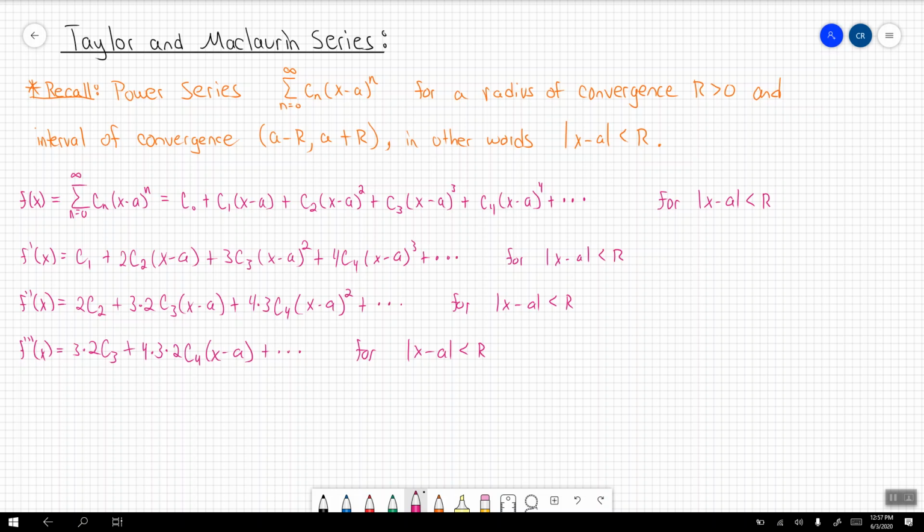Now, why am I doing this? Why am I looking at this? Well, the reason I'm looking at this is because I want to start extracting a very important observation that we can see from here. So what I'm going to do right now is use x equal to a for f of x, f prime of x, f double prime of x, and f triple prime of x.